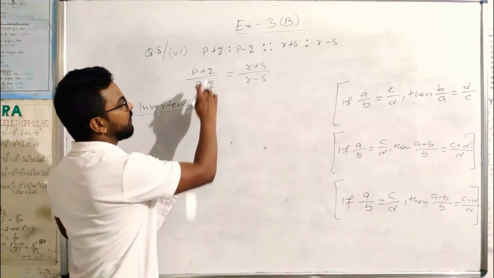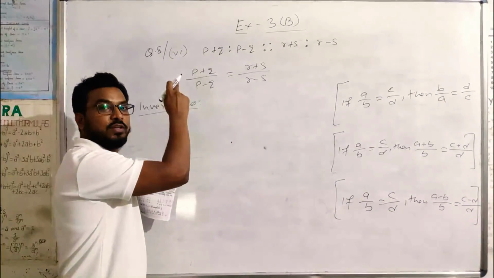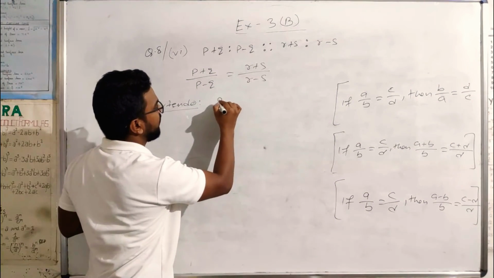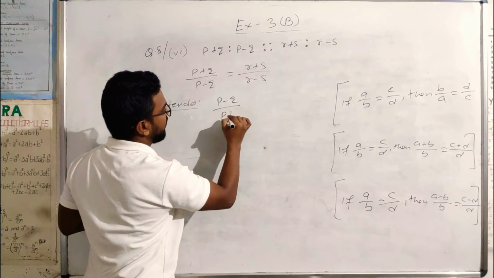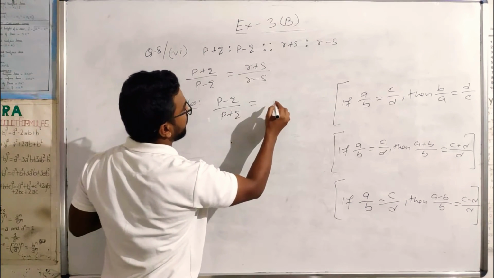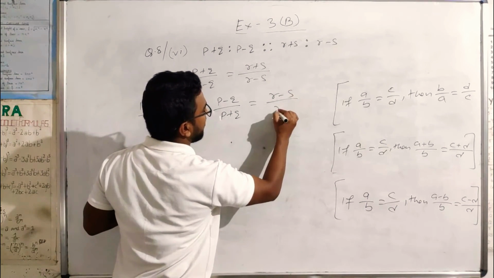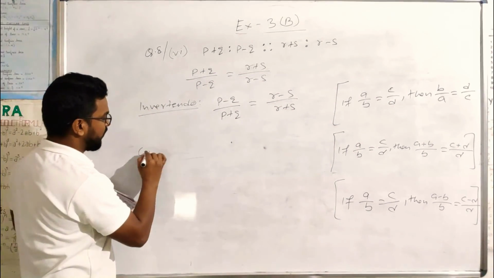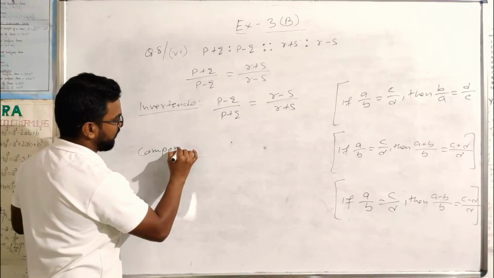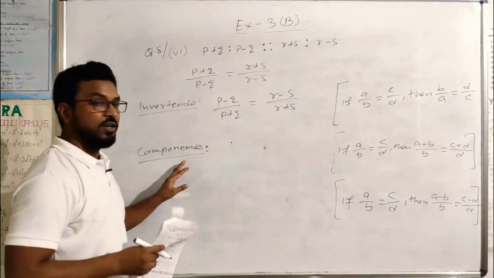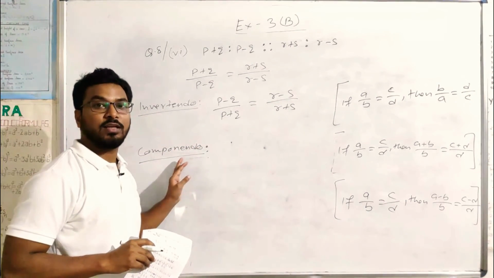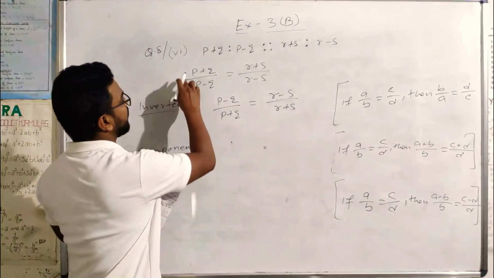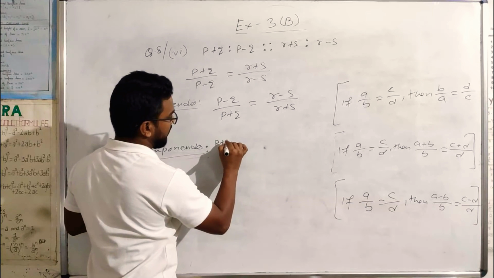So this can be inverted, meaning the denominator will become the numerator and the numerator will become the denominator. So this one you can write directly: P minus Q by P plus Q is proportional to R minus S by R plus S. This is invertendo. Next we will do componendo. In componendo, what do we do? We add the denominator to the numerator. So this is the proportion, P plus Q.